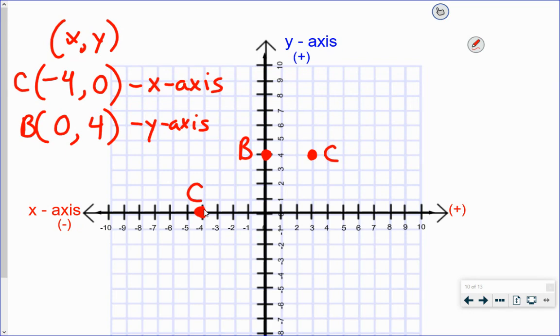Another thing we can tell, and this is a neat little trick I like to tell students: anytime y is 0, you're on the x-axis. Anytime x is 0, you're on the y-axis. So whichever one is 0, x or y, you're on the opposite axis. Again, if y is 0, you're on the x-axis. If x is 0, you're on the y-axis.